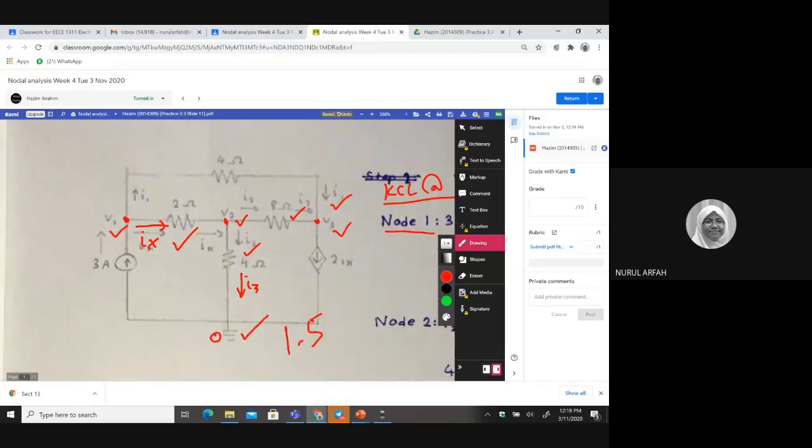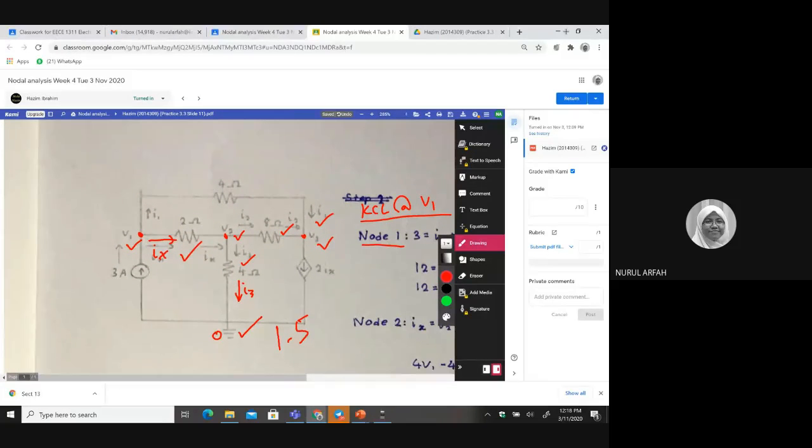But before that, you need to identify a supernode. Do you have a supernode? How to figure out a supernode or not? What should you look at?